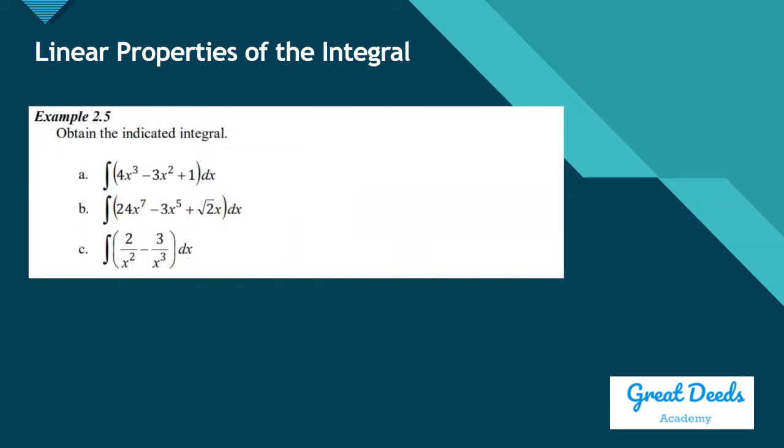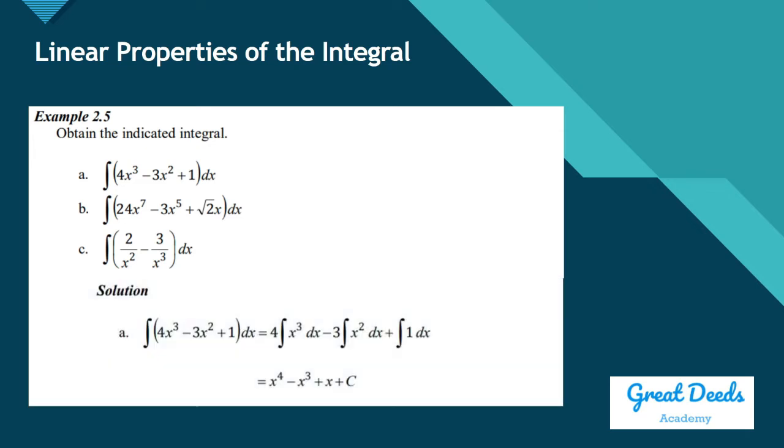Okay, so let us use those linear properties to get the integral of these functions. So letter A. This is an ordinary polynomial function. What's going to happen is we can distribute the integration to each of the terms, and we can move out the constant coefficients. Then we will apply the power rule.